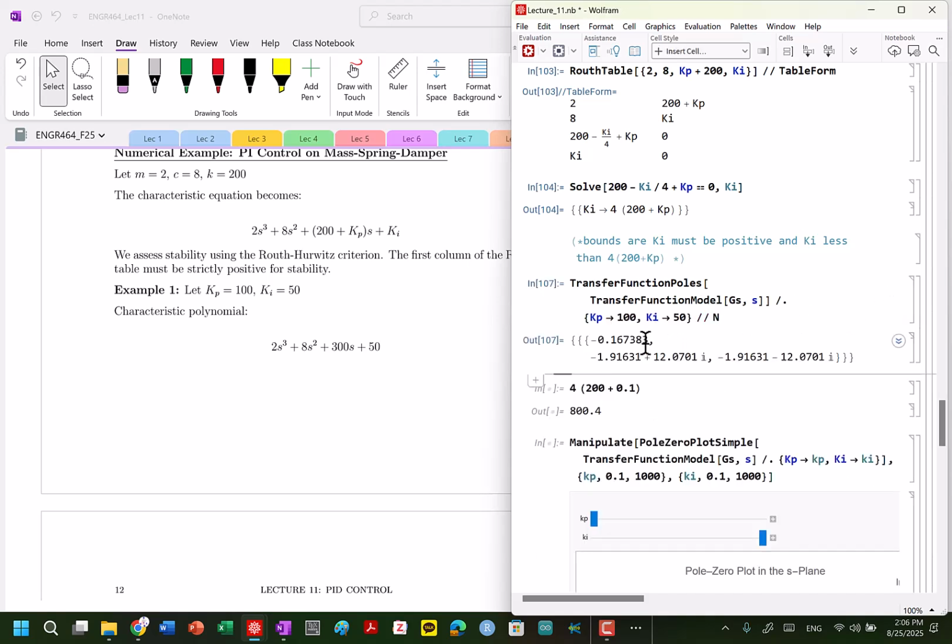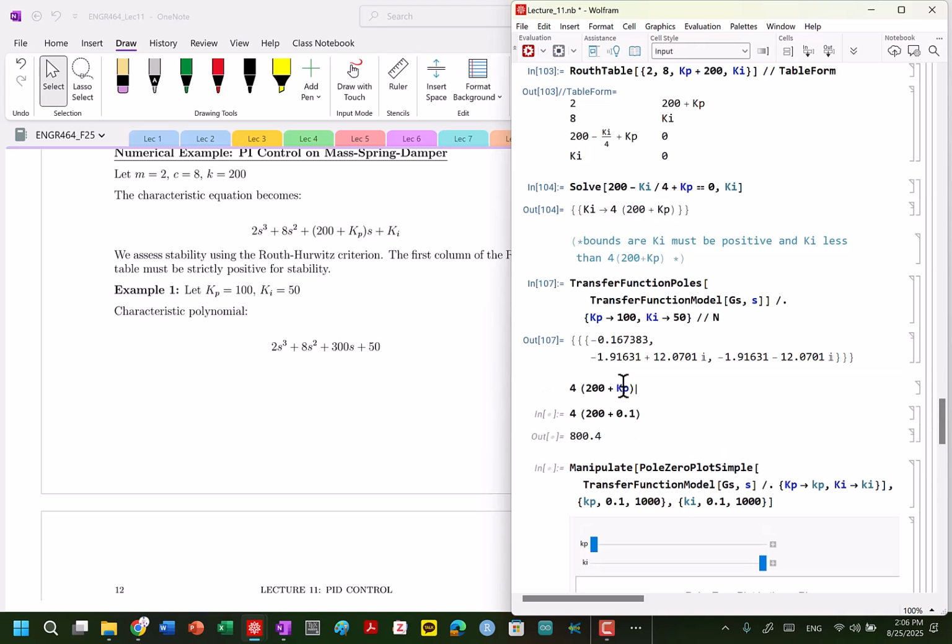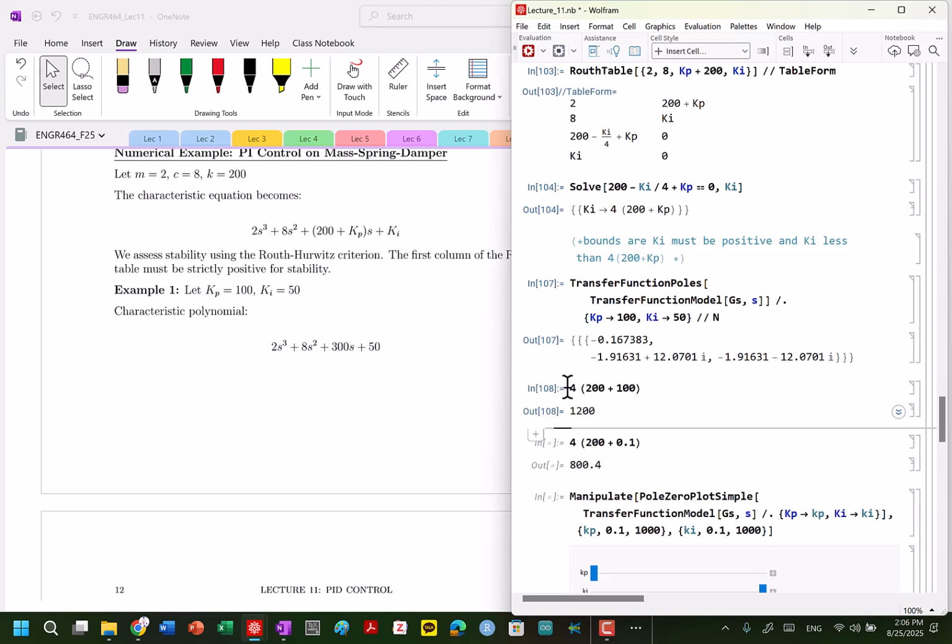If we look at our pole locations, we have one real pole, negative, left-hand plane, and we can see here that we're stable, right? And does that satisfy our condition? Well, we said that we need our Ki to be greater than 0. That's true. And we need Ki to be less than 4 times this. So Kp is 100. So Ki, which is 50, is less than. So is 50 less than this?